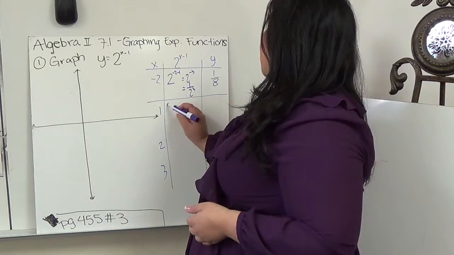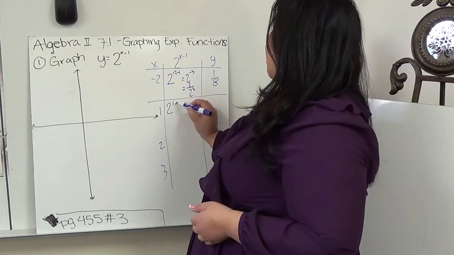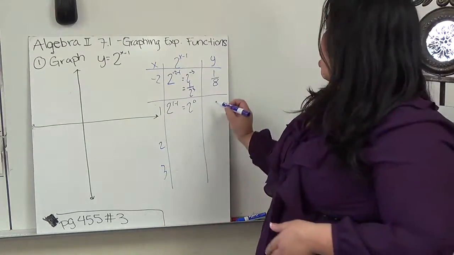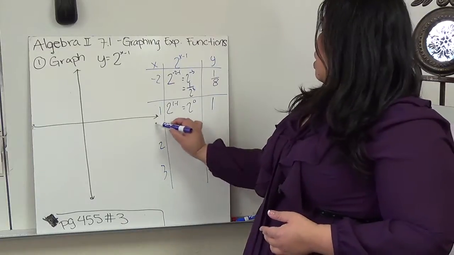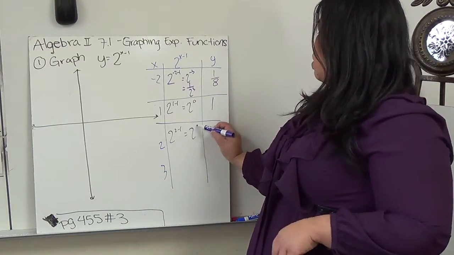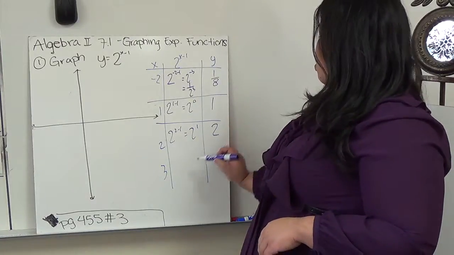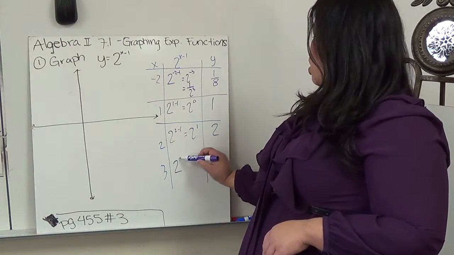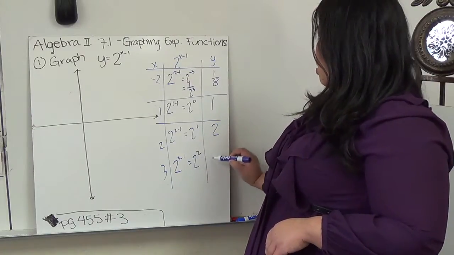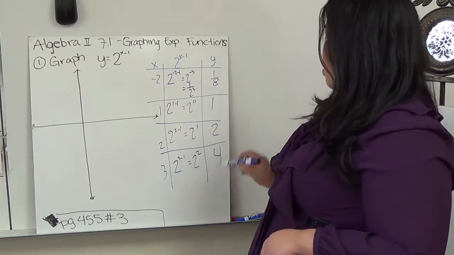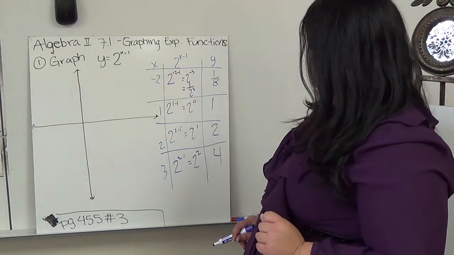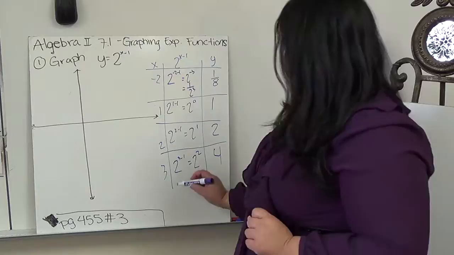And so we do 2 to the 1 minus 1, which is 2 to the 0. Anything to the power of 0 is 1. And then we do 2 to the 2 minus 1, which is 2 to the 1, which is just 2. Then 2 to the 3 minus 1, which is 2 to the 2nd, which is 4. So then we're going to do, let's do one more.